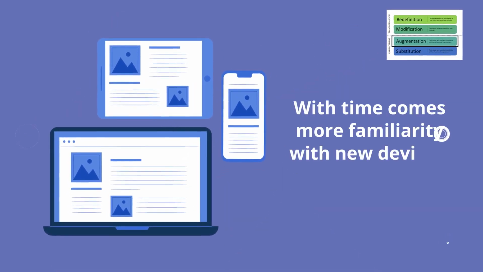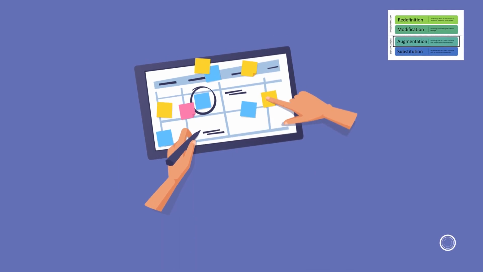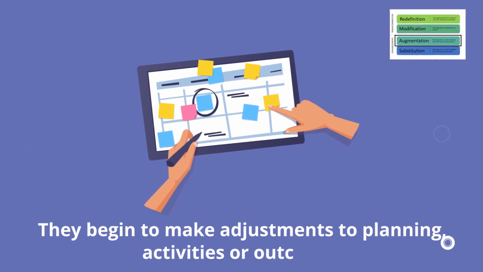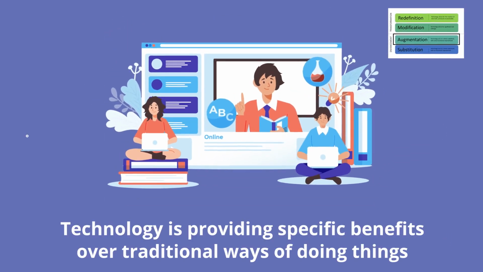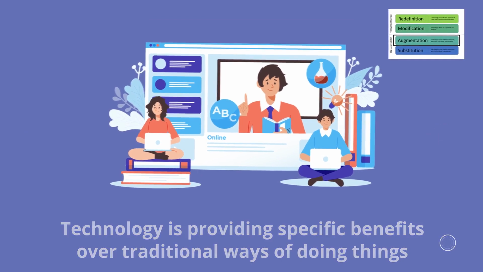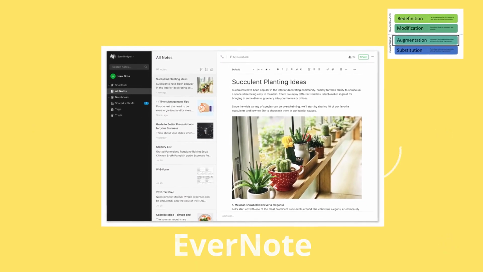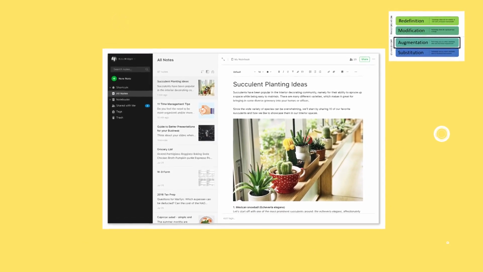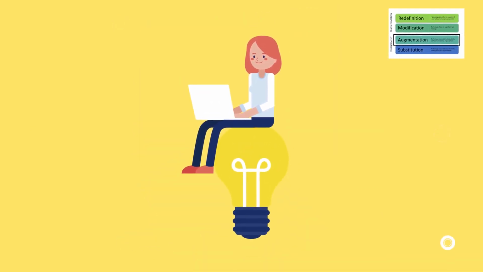Similarly, if a student finds a city using Google Earth instead of on an atlas, this is also at the substitution level. With time comes more familiarity with new devices, apps, or services, and then teachers begin to find more features, which in turn means that they begin to make adjustments to planning, activities, or outcomes. This is the augmentation stage, where technology is providing specific benefits over traditional ways of doing things. For instance, Plickers allows teachers to conduct formative assessment quickly and easily, and Evernote can be used to create curated class scrapbooks of content that can be used as a revision aid. Technology is helping teachers to be more efficient, and students have added resources available to them.